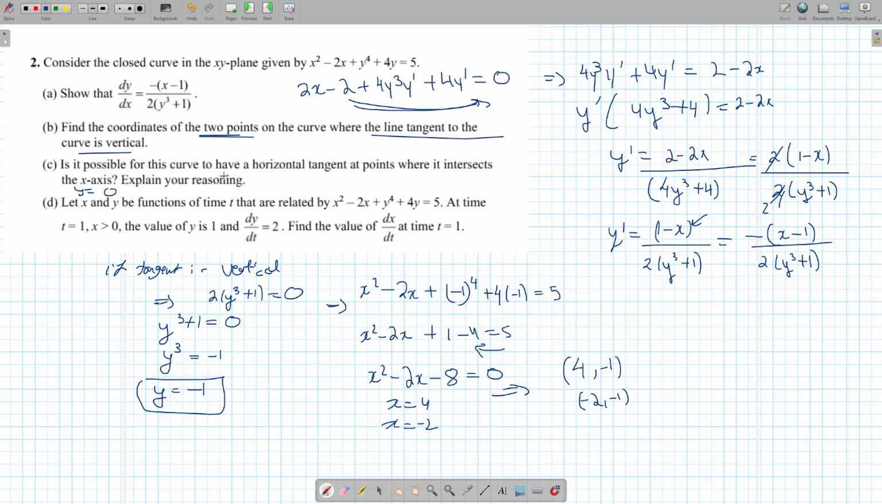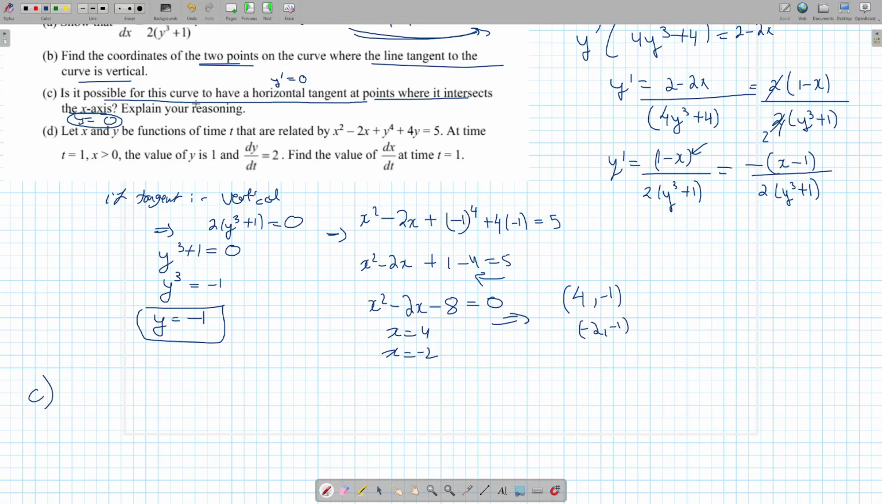So part C, when they're asking, is it possible for this curve to have a horizontal tangent? As we said before, horizontal tangent means y prime is equal to 0, because the slope is 0, at points where it intersects the x-axis. If something's intersecting the x-axis, y equals 0. Let's solve what we know. Part C: the first thing to say is horizontal tangent, meaning y prime equals 0.